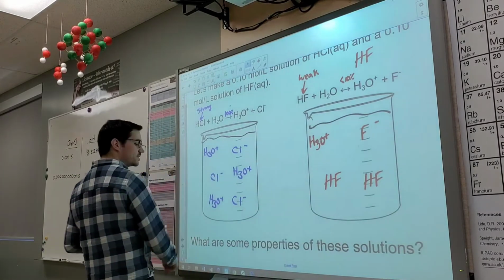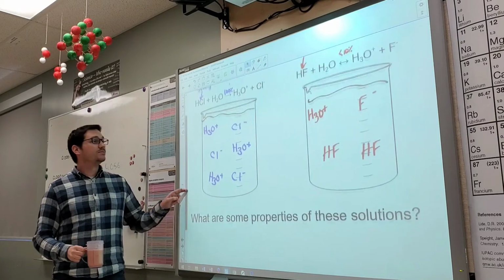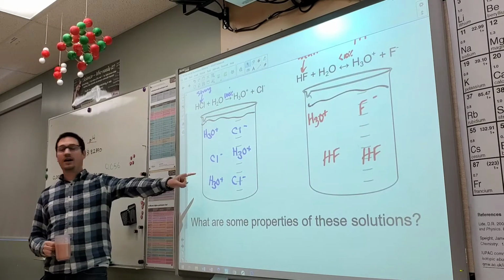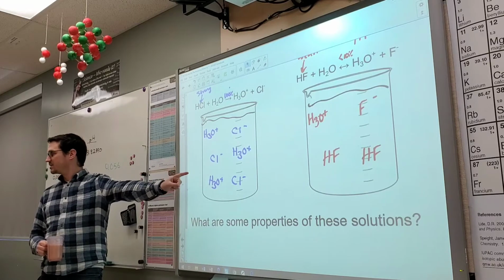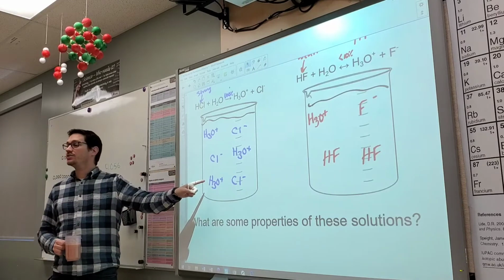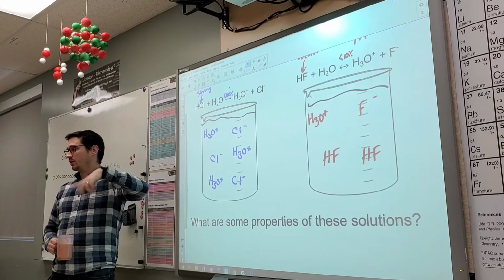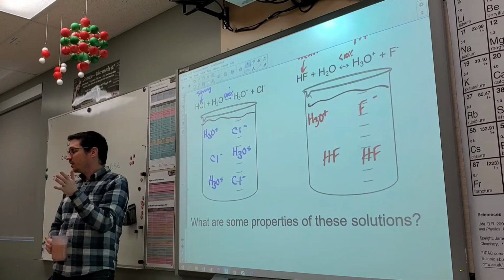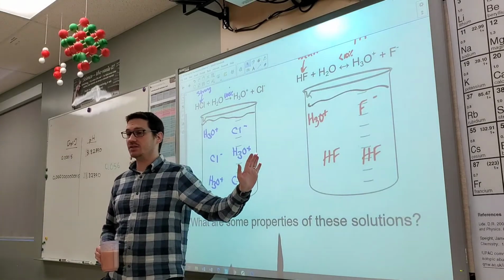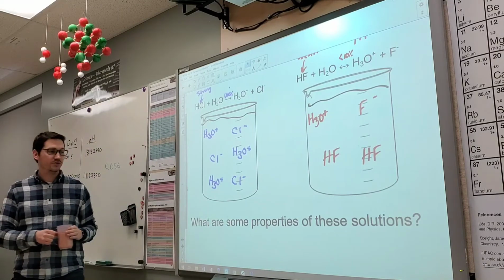What are some properties of these two solutions? Which one has more hydronium? The strong acid. Would you agree? This one has more hydronium. So consequently, if this has more hydronium, will it have a higher or lower pH? It'll have a lower pH. Does that make sense? This will have a lower pH than that, even though they're the exact same concentration. Because one's weak and one's strong, they'll have a different concentration of hydronium.